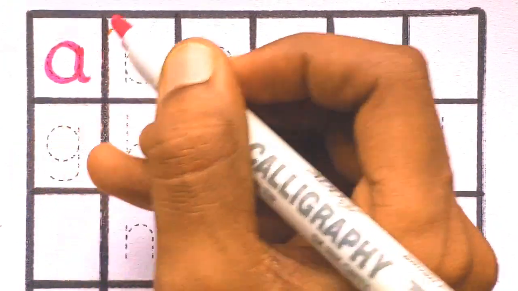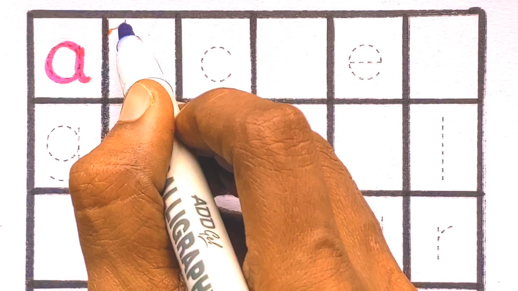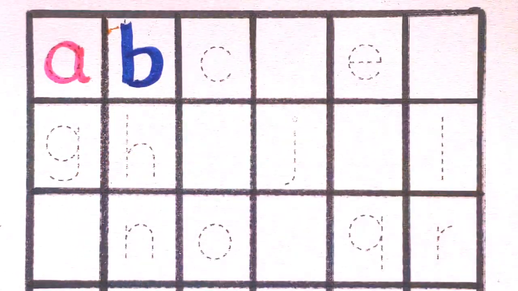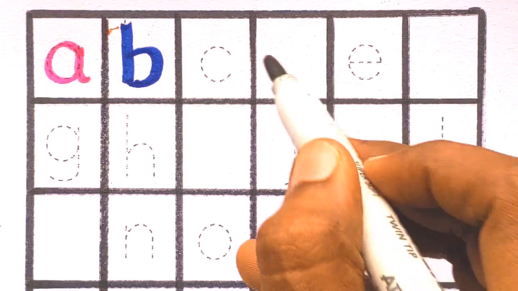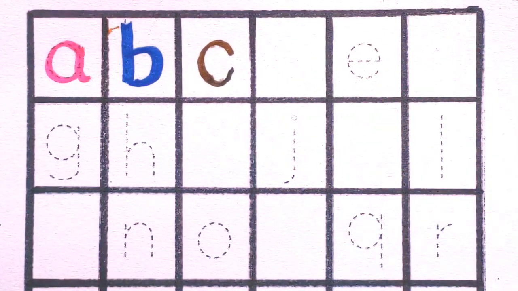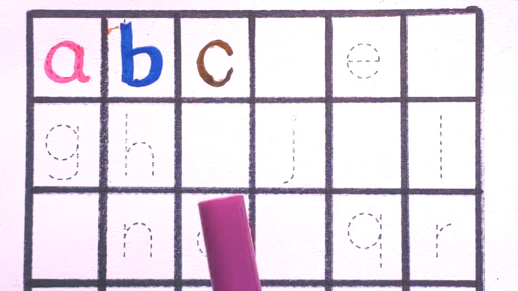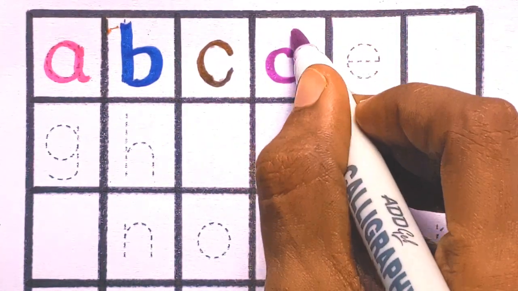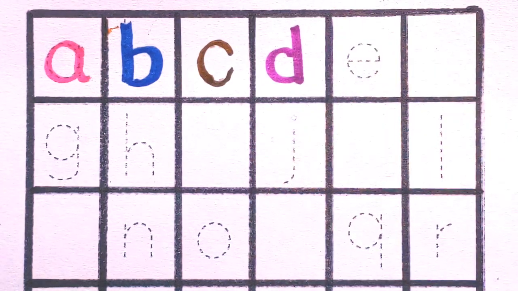A for ant. Next is alphabet B. B for ball. Next is alphabet C. C for carambole. After C, which alphabet is missing here? It's a D. And D for duck.